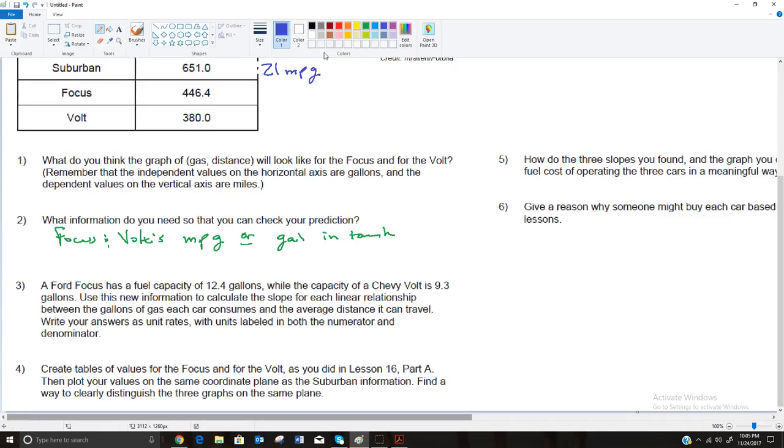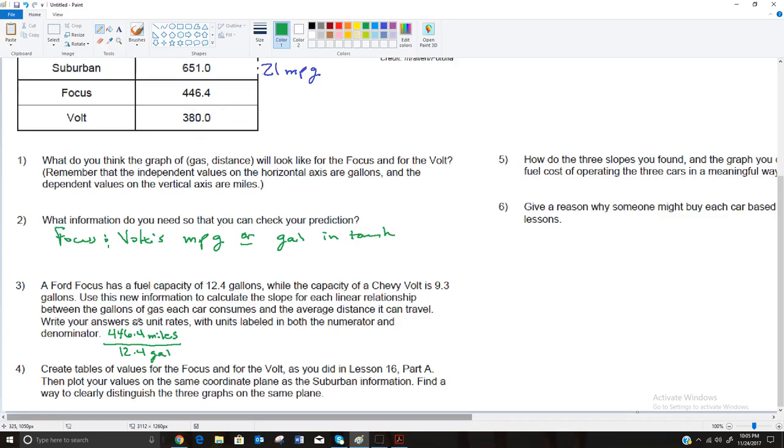All right, so now for the Focus, I'll do that in green. For the Focus, it says we have 12.4 gallons and we can go 446 miles on that 12.4 gallons. So we can go 446.4 miles on 12.4 gallons of gas, because that's a full tank and this is how far it can go on a tank.